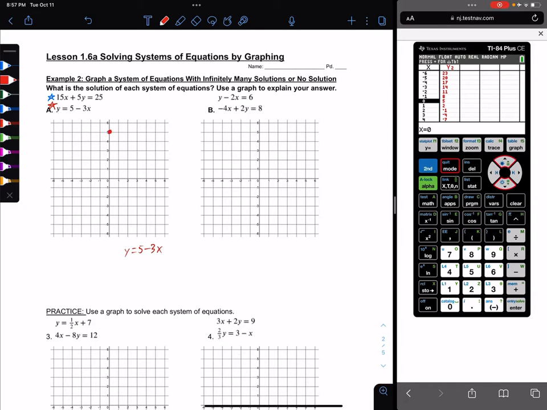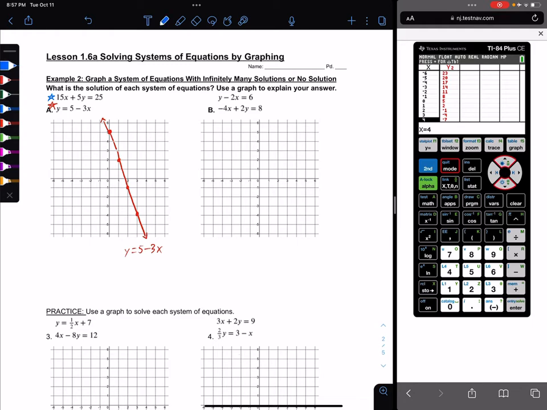So 0, 5, 1, 2, 2, negative 1, 3, negative 4, and 4, negative 7 is off my graph, so I can't use that. So let's play our favorite game, connect the dots here, and we have our y2 value. So the y equals 5 minus 3x.